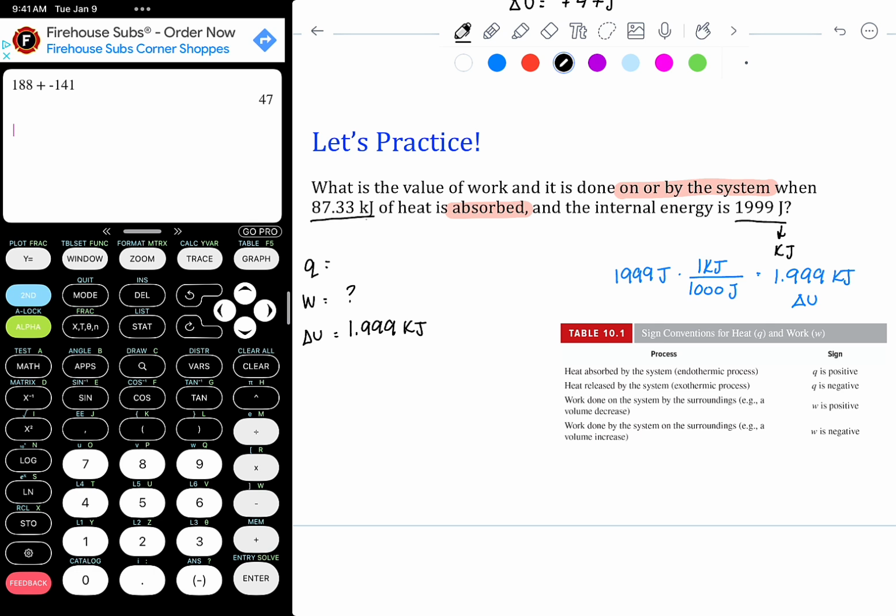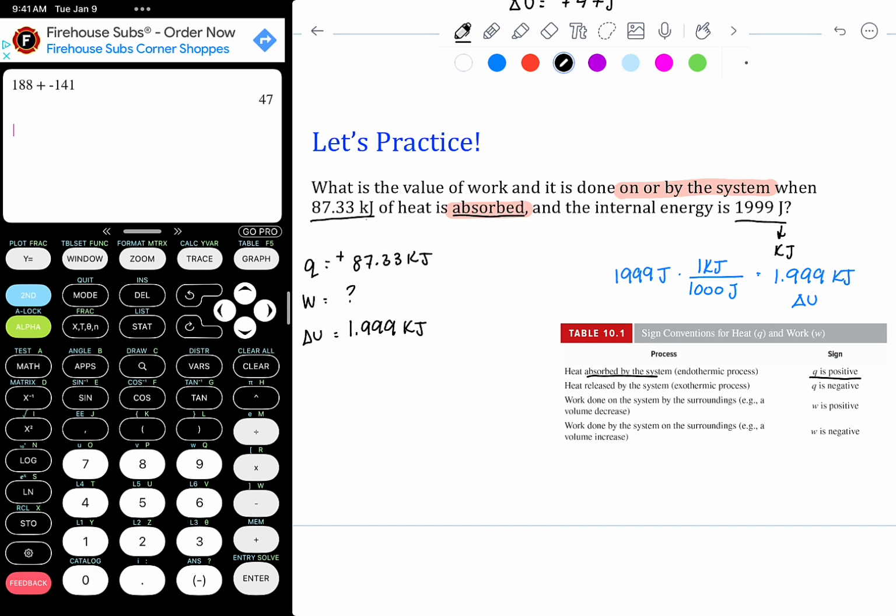Let's see, for heat, Q, we have 87.33 kilojoules. The only thing we have to determine is the sign, because the numbers that are given in the problem don't tell us the signs. The language of the problem tells us the sign. So, what is the value of work done on or by the system when 87.33 kilojoules of heat is absorbed? So it's absorbed by the system. Absorbed by the system means Q is positive. So this would be a positive 87.33.